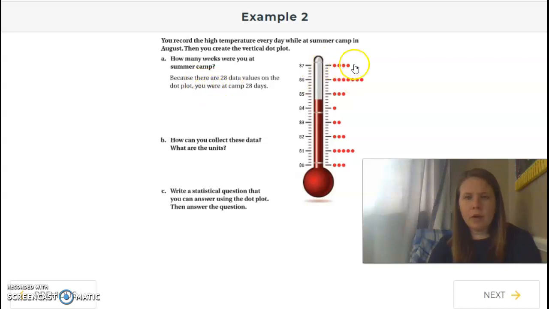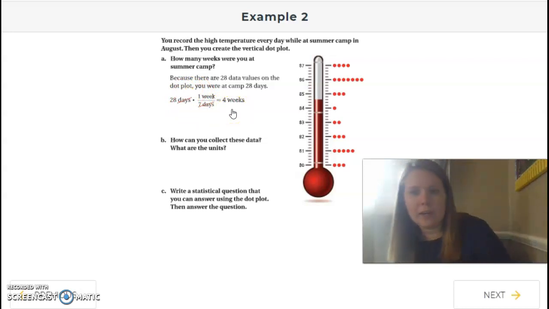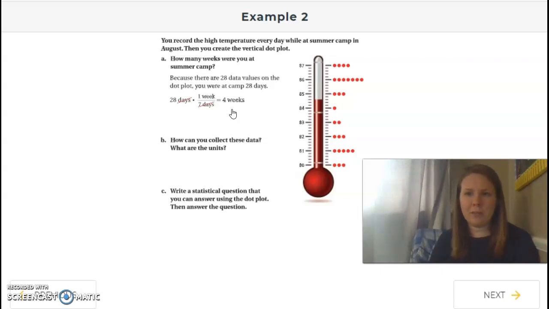So when you count up all these dots, there is 28 data values. So that means that you are at camp for 28 days, okay? To convert this into weeks, we would need to think about how many days are in a week. There are 7 days in a week, so I'm going to take this 28 and divide it by 7. Okay, just like this. And I'm going to end up getting 4 weeks. So at this point, you've been at camp for 4 weeks, which is also about the same as a month at camp.